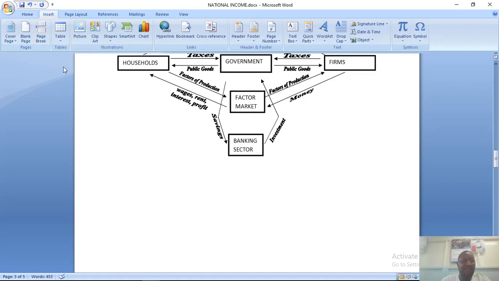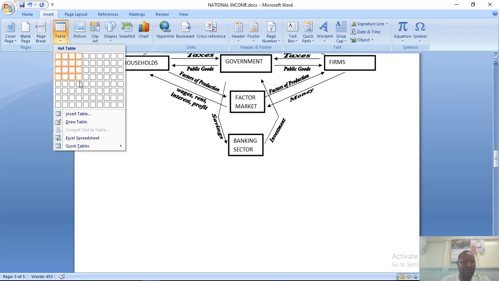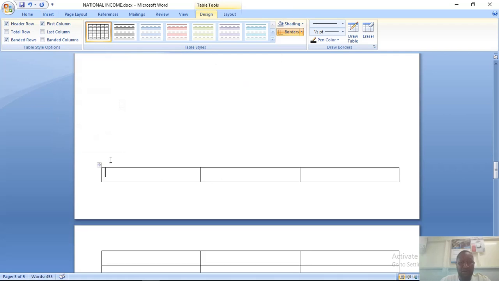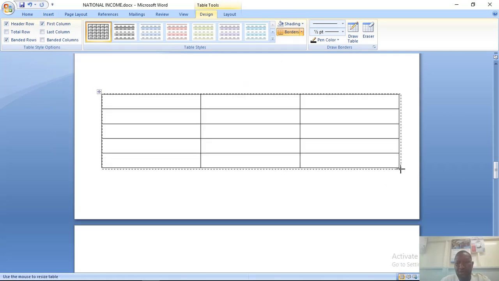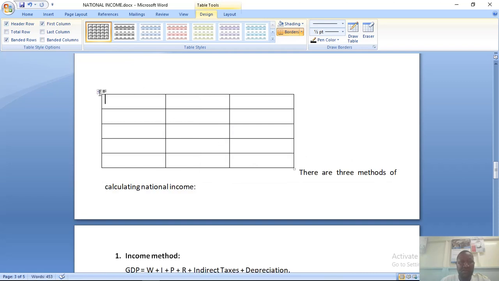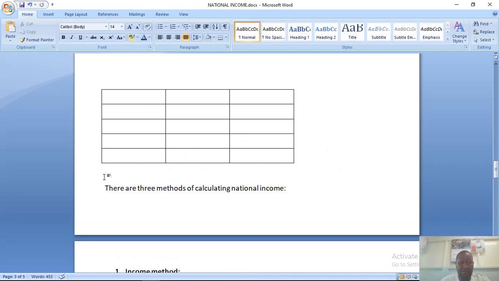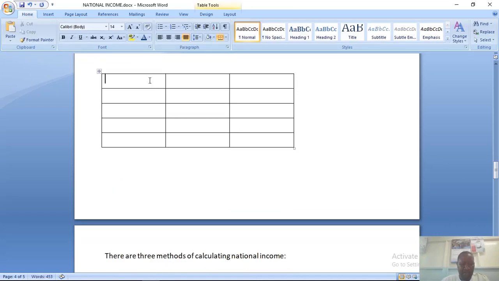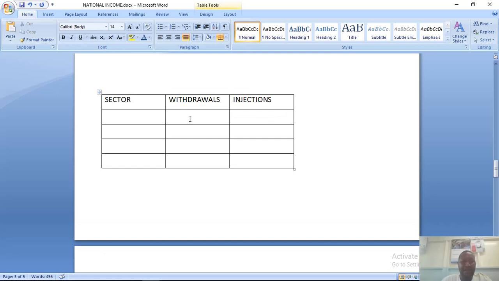So something like this. Let's insert a small table that can help us. So let's say we have the sector this side, and we have the withdrawals, and on the other side we have injections. So if money is coming into the circular flow, we call that an injection. If money is leaving the circular flow, we call it a withdrawal or leakage.